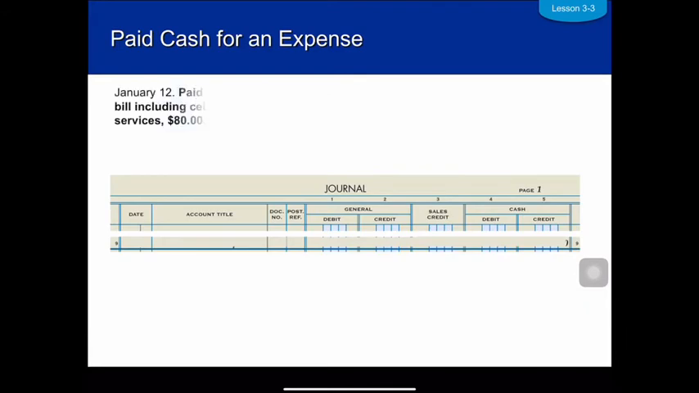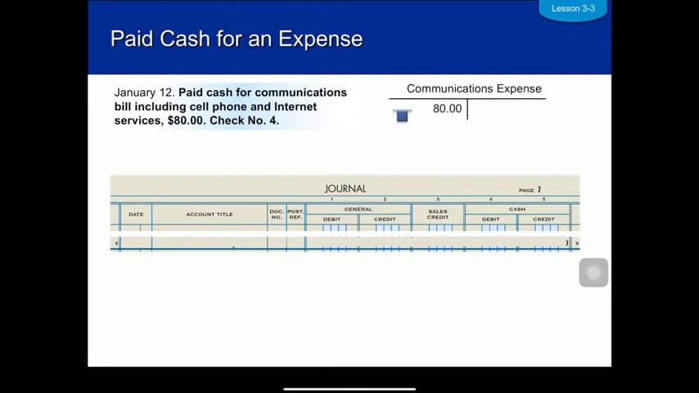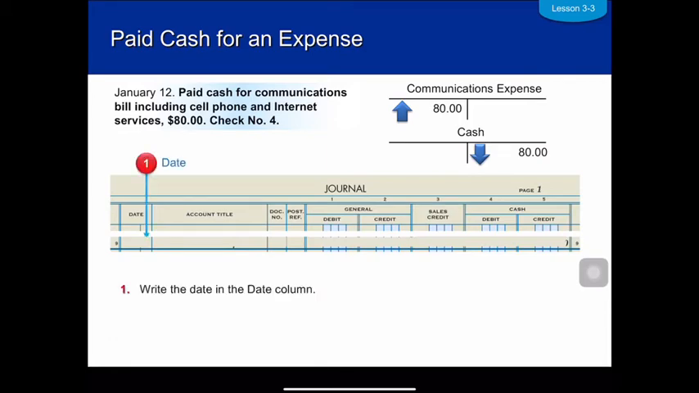Paid cash for an expense. Paid cash for communication bill, including cell phone and internet services of $80. Our two accounts affected, remember expenses will be debited for $80, which is increasing it. Cash will be decreased because we paid cash $80. Right, the date is the 12th.